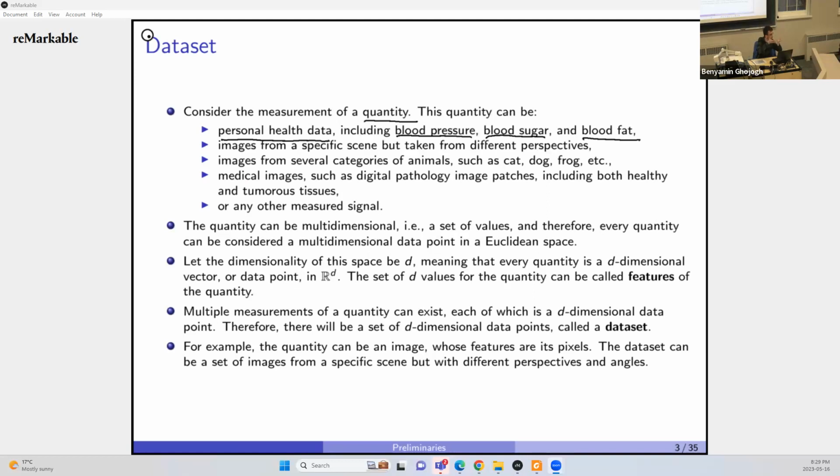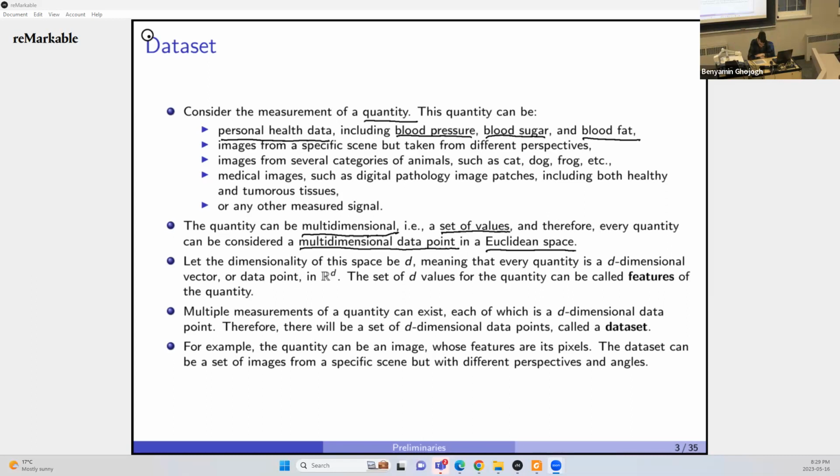Consider some quantity of these measurements. The quantity can be multidimensional. That is a set of values. For example, if you have health data, you have a value for blood pressure and another value for blood sugar, for blood fat, and these things. So it can be multidimensional or a set of values. Therefore, every quantity can be considered as a multidimensional data point in the Euclidean space. So you can see it as a vector, and this vector can be seen as a data point in the multidimensional Euclidean space.